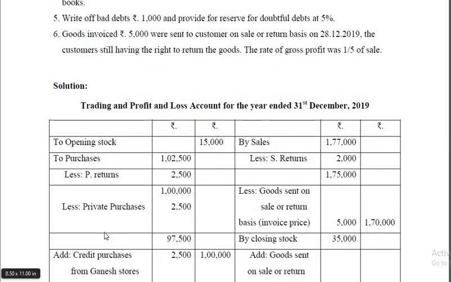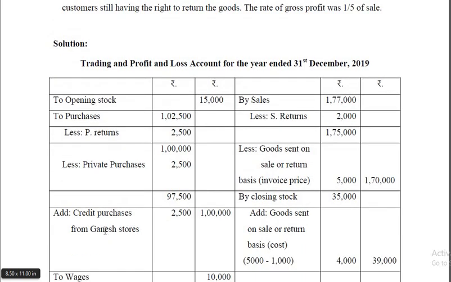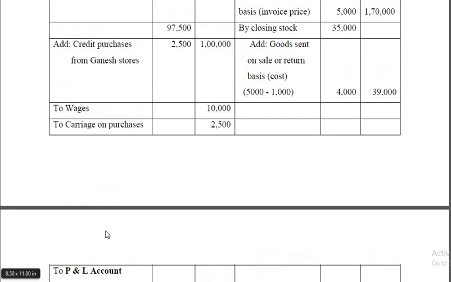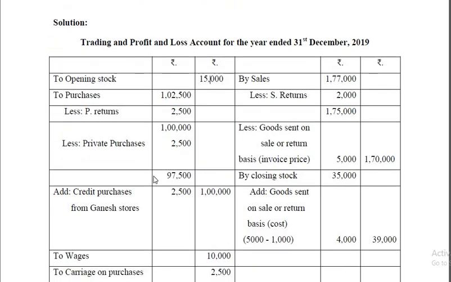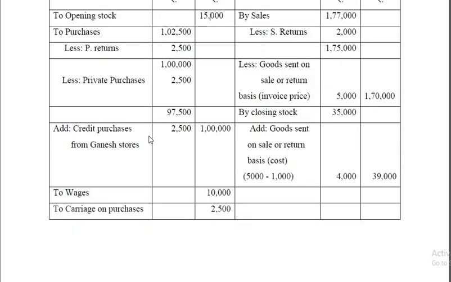Now let us look at the trading and profit and loss account prepared here. See, the calculations are made, and I have prepared the trading and profit and loss account. You just go through. Debit side, to opening stock 15,000, purchases 1,02,500, purchase returns 2,500 should be deducted, private purchases should be deducted, so 97,500. Then credit purchases not recorded but from Ganesh stores, so that is added 2,500.